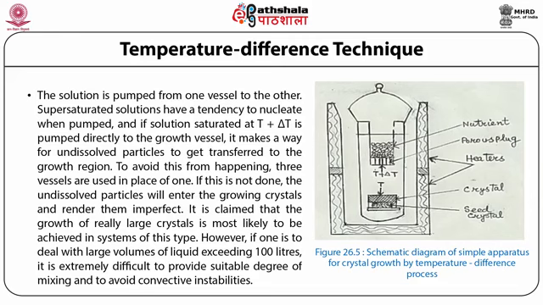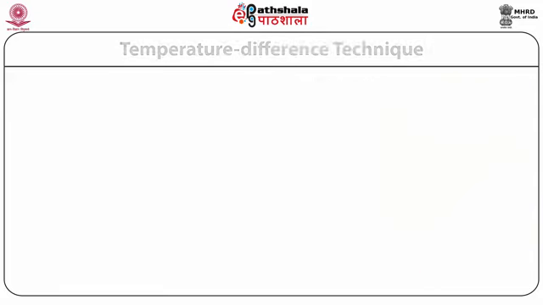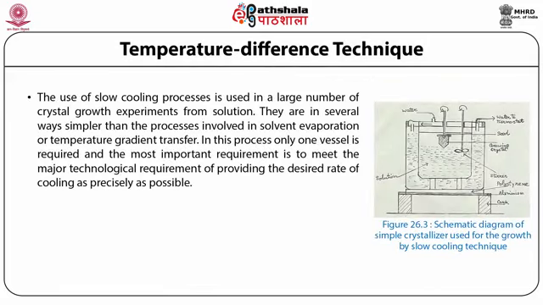It is claimed that the growth of really large crystals is most likely to be achieved in systems of this type. However, if one is to deal with large volumes of liquid exceeding 100 liters, it is extremely difficult to provide a suitable degree of mixing and to avoid convective instabilities. The use of slow cooling processes is used in a large number of crystal growth experiments from solution. They are in several ways simpler than the processes involved in solvent evaporation or temperature gradient transfer.